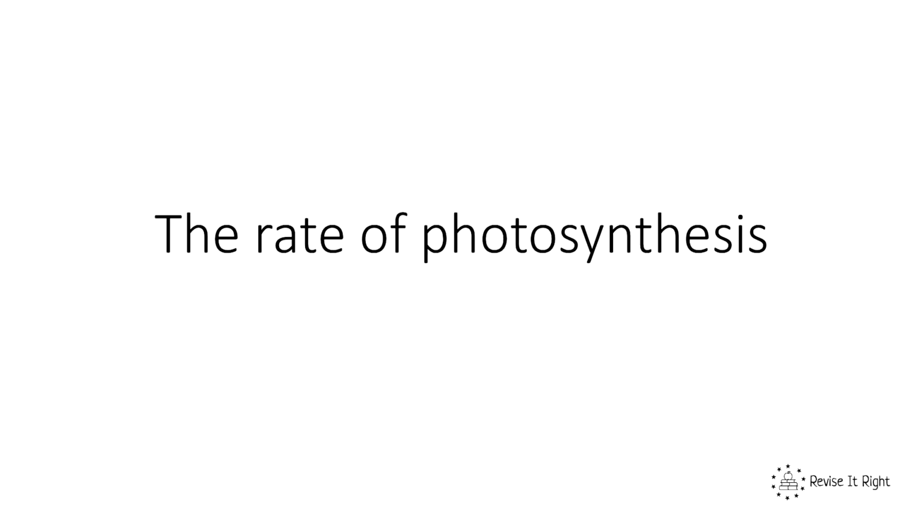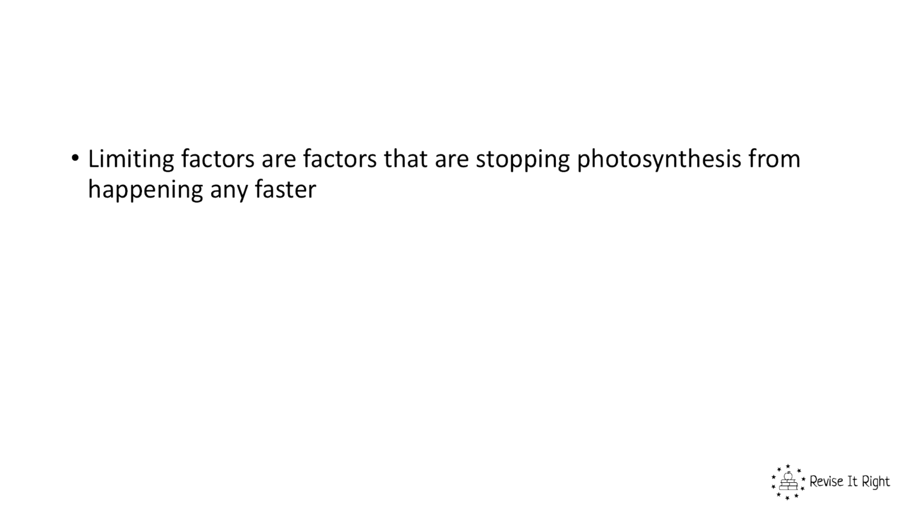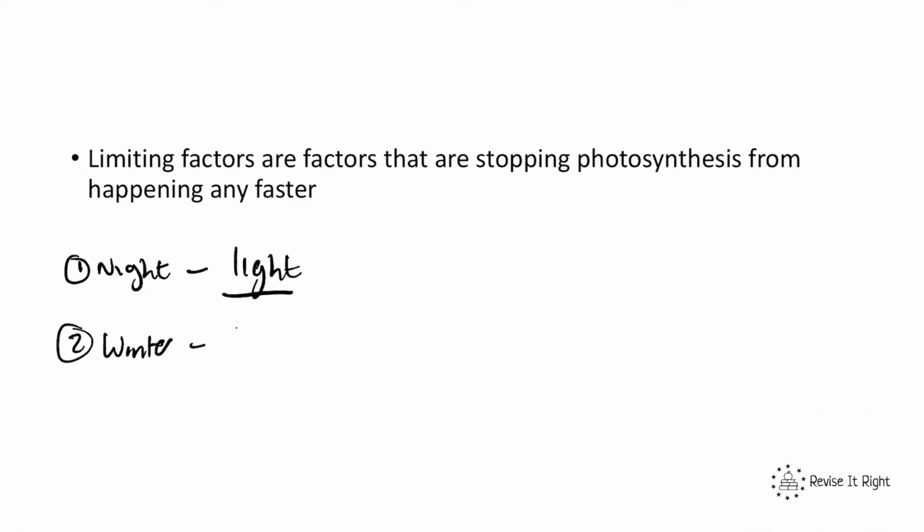This video is about the rate of photosynthesis. Now, a limiting factor is a factor that is stopping photosynthesis from happening any faster. Really, factors have a combined effect on the rate of photosynthesis, but which factor is limiting at a certain point depends on the environmental condition. For example, at night time, light would be a limiting factor, or during the winter, temperature may be a limiting factor. So the limiting factor changes depending on the environmental conditions.